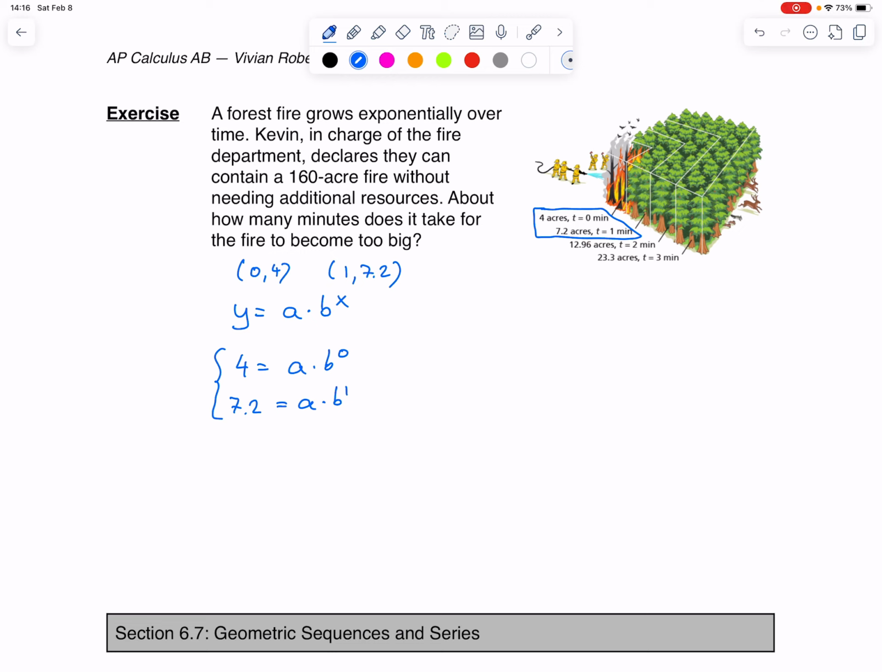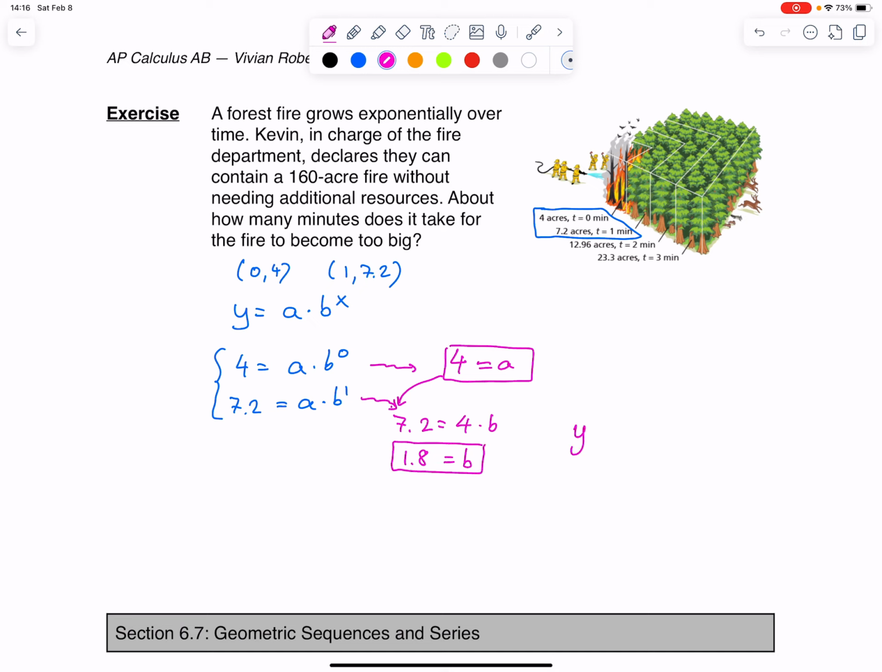Luckily, it's not too hard because from here, I'll change color just because I finished the setup now. From here, this is 4 equals a. So we already found a. And if we plug it into the second, we can write 7.2 equals 4 times b, which leads to b being equal to 1.8. So we now found that y equals 4 times 1.8 to the power x. By the way, if you tried x equals 2, you would find this value here, and if you tried x equals 3, you would find that value there.